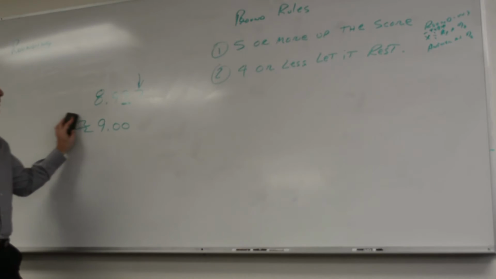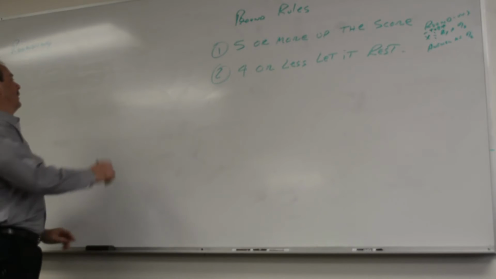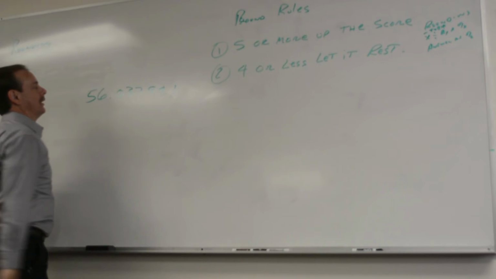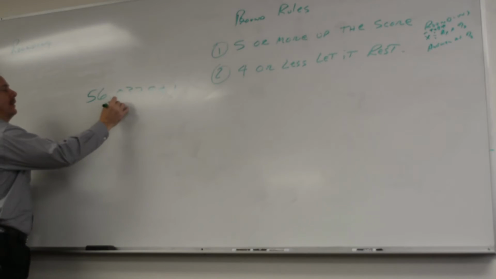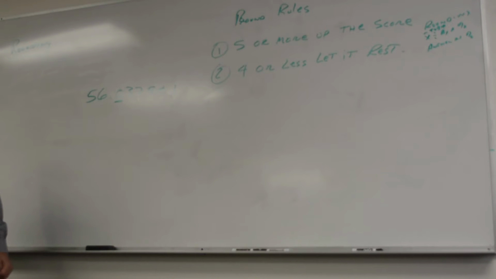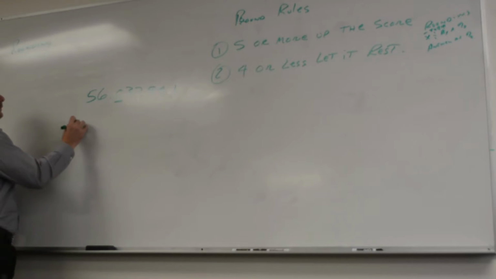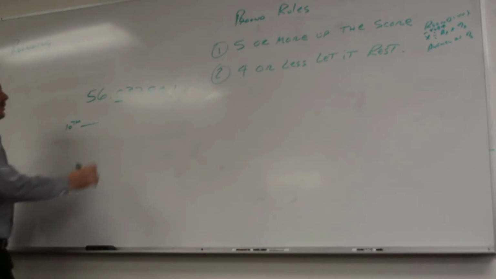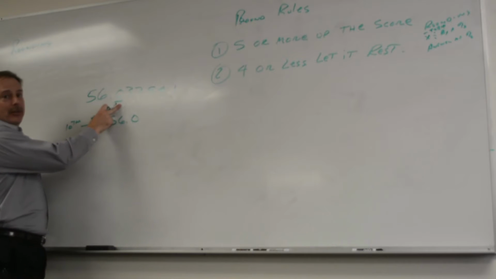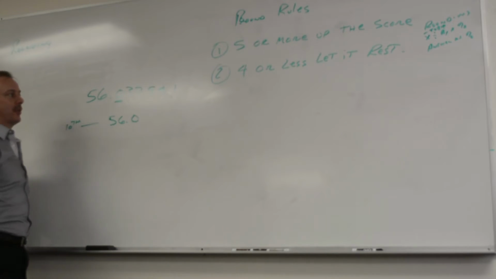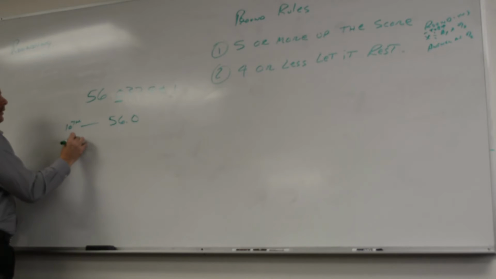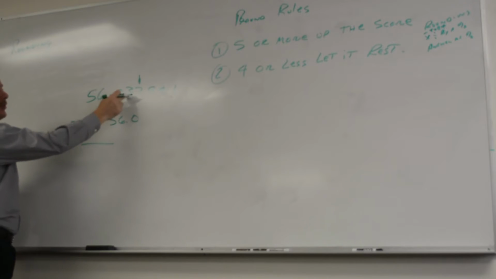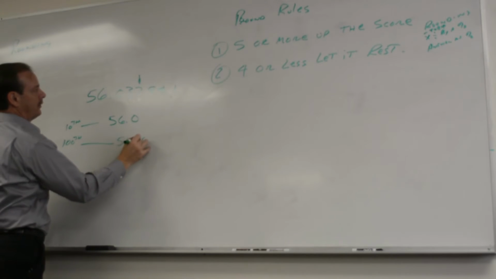All right, let's try another one just to make sure we got the concept. Let's round this to tenths. What should our answer be? 56.0 is correct. We're rounding to here, this is 4 or less, this stays the same, 56.0. How about hundredths? We have to look here, right? This is 5 or more, this has to go up, so it's going to be 56.04.